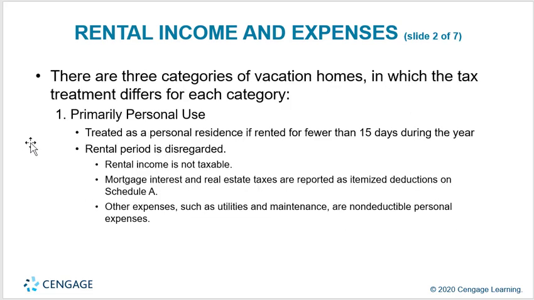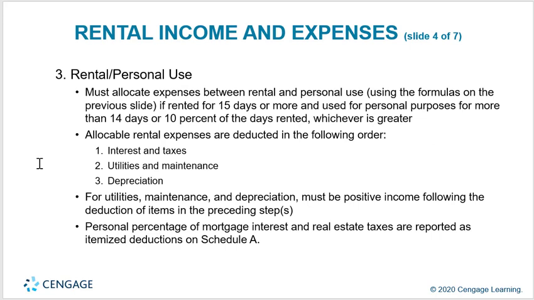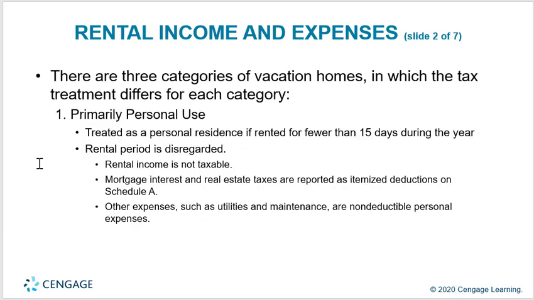There are 3 categories of vacation homes in which tax treatment differs for each category: primarily personal use, primary rental use, and rental and personal use. And so under primarily personal use, it's treated as a personal residence if rented for fewer than 15 days during the year. The rental period is disregarded. The rental income is not taxable. Mortgage interest and real estate taxes are reported as itemized deductions on Schedule A, and other expenses such as utilities and maintenance are non-deductible personal expenses.